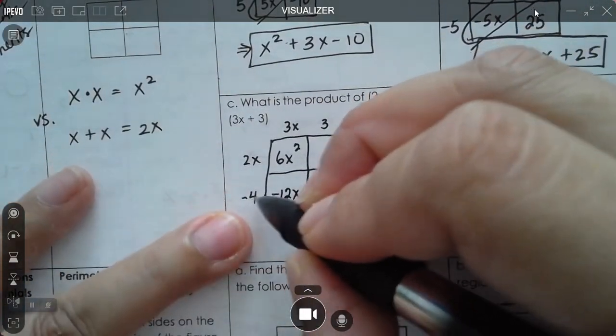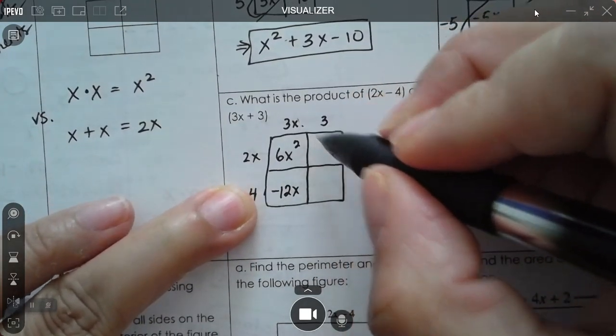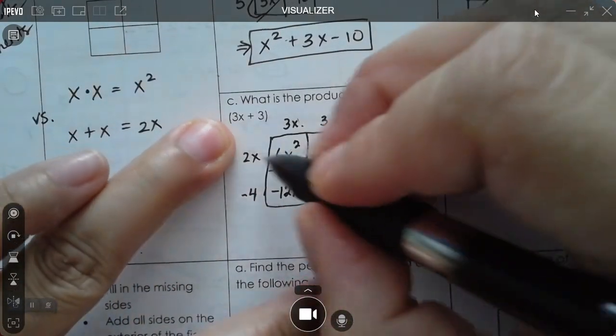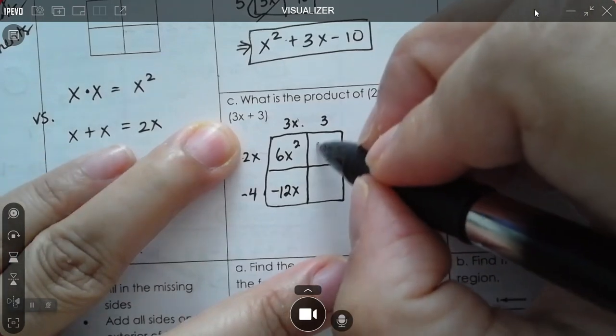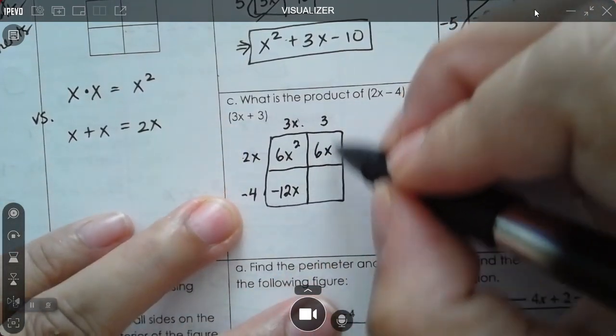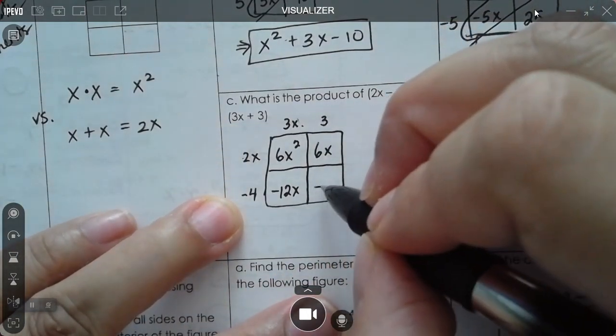This is negative 12x because I'm multiplying those two. This is 2x times the 3. And then negative 4 times negative 3 is negative 12.